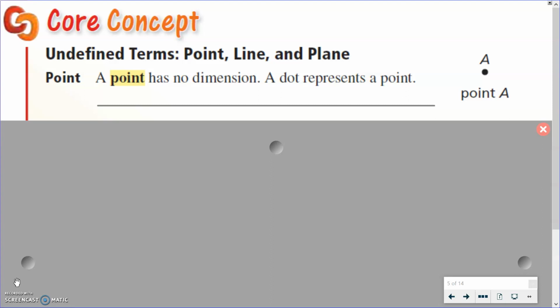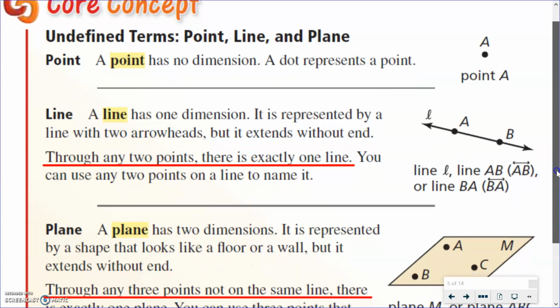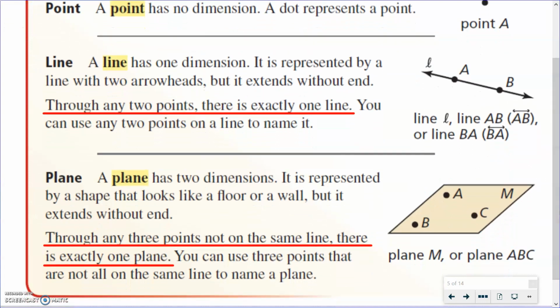So a point has no dimension, and a dot represents a point. That's pretty straightforward, probably something that you've seen or heard before, okay? A line, however, has one dimension. So it's a line with two arrowheads, but it extends without end. Like these arrows at the ends of this line, that shows that the line continues out in both directions infinitely, so it has no end, but you can't draw that on a piece of paper, so how we signify that is with the arrowheads.